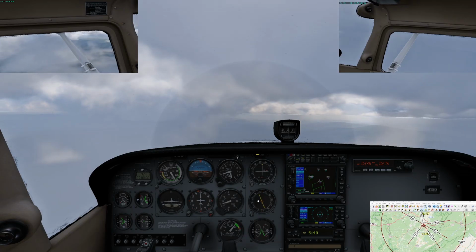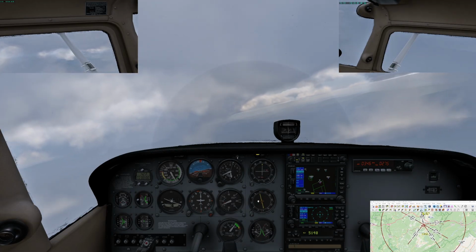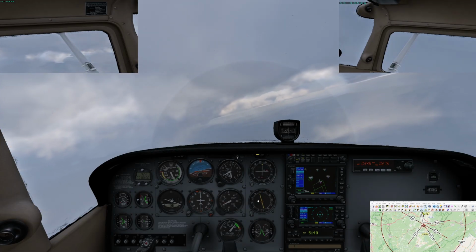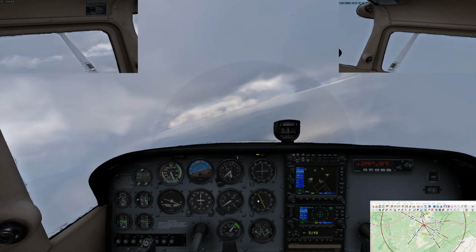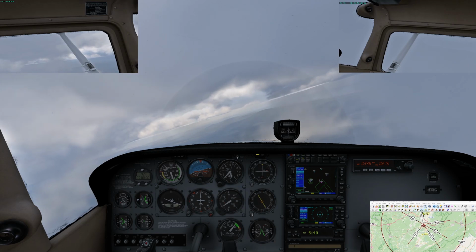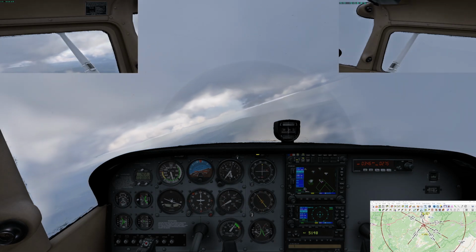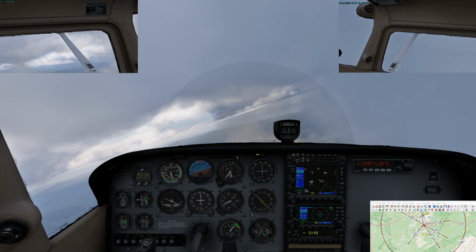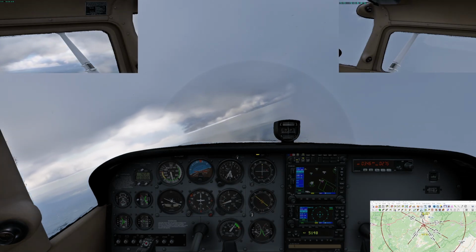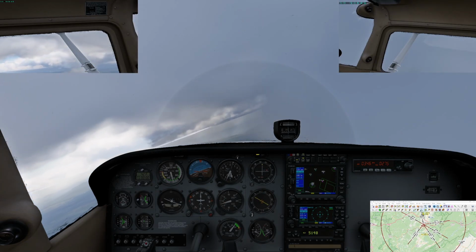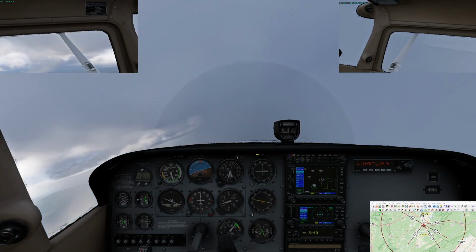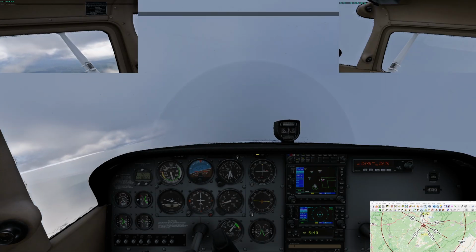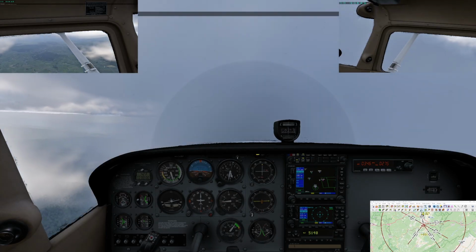72 Papa, right turn now, fly heading 300. Right turn for 300. Descend and maintain 4,500. I'm going to take that liberty. Say 300, 310. Let's do 310. Maintain 4,500. All right. 310 it is.